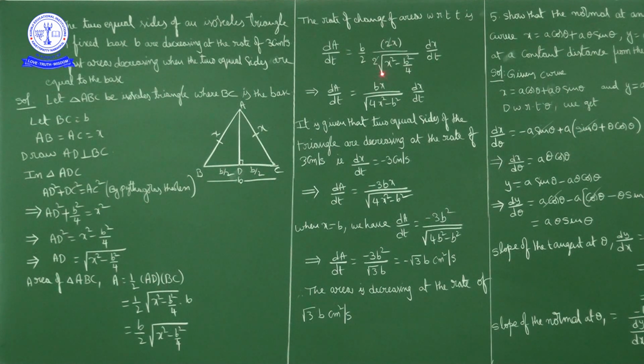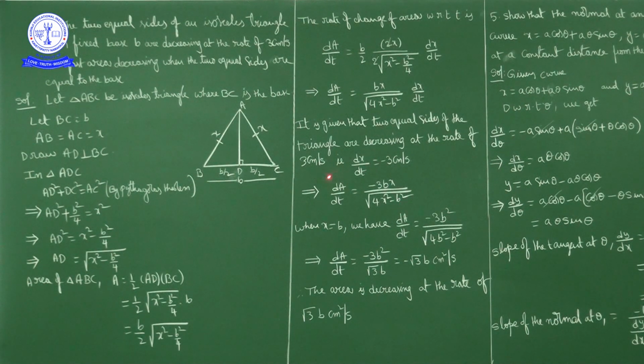So 2x into the derivative of x with respect to t, dx by dt. Now here the 2 cancels. If you take LCM 4, square root of (4x square minus b square) by 4, square root of 4 is 2, so this 2 cancels. So what we have is bx upon square root of 4x square minus b square into dx by dt. Now what is given? dx by dt is equal to minus 3 centimeter per second. So in place of dx by dt, if you write minus 3, we get dA by dt is equal to minus 3bx upon square root of 4x square minus b square.